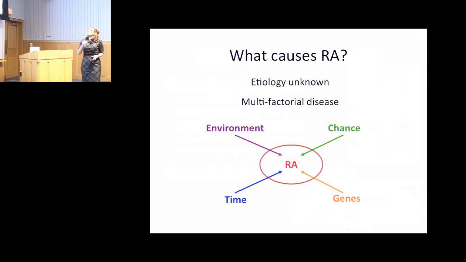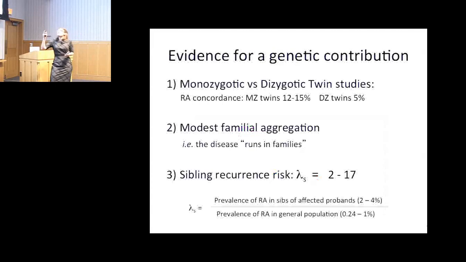So what causes RA? Well, it's unknown yet. So there's a huge environmental component. There's a time component, some amount of chance, and a genetic component. And the genetic component is where I come in to understanding this. So the risk of RA is increased in monozygotic twins versus dizygotic twins. It tends to run in families. And the sibling recurrence risk, or this lambda-S, is between 2 and 17. So it's the prevalence of RA in siblings of affected individuals versus the prevalence in the general population.